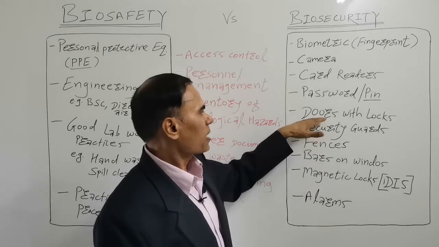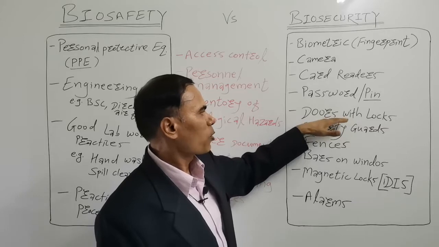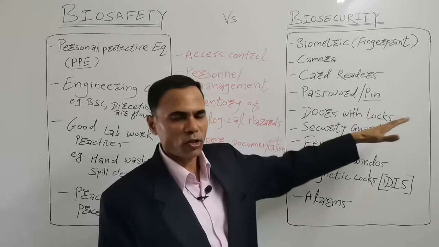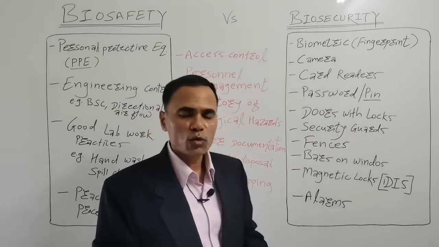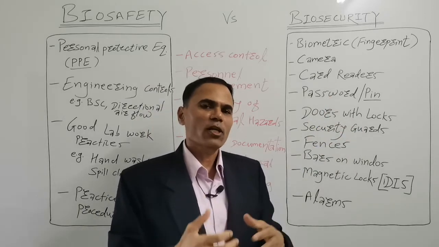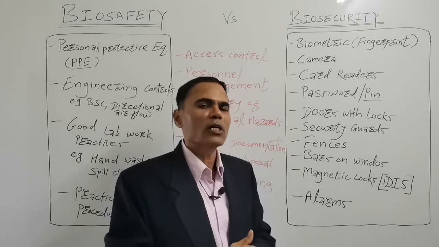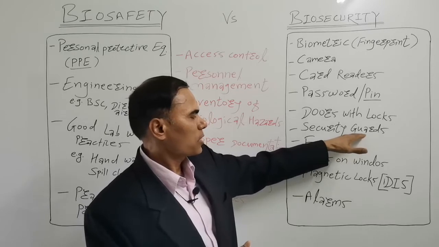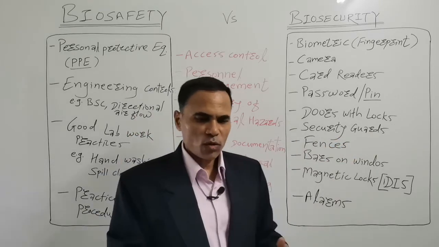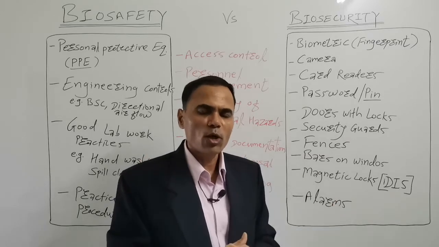Then in addition to that, a traditional lock and key system. All the laboratories should have locks. All these features are to make sure that only authorized personnel, or authorized individuals, will go inside. Then security guard: this one is not only for the containment facility, but for the whole campus.